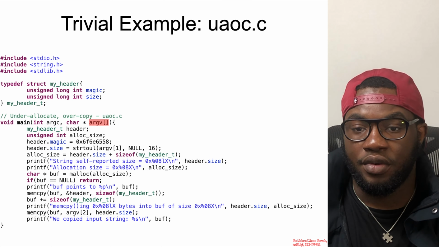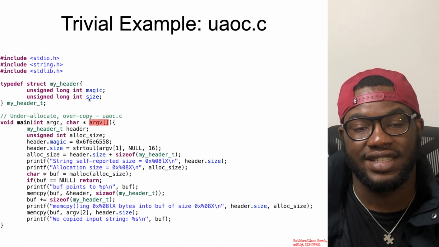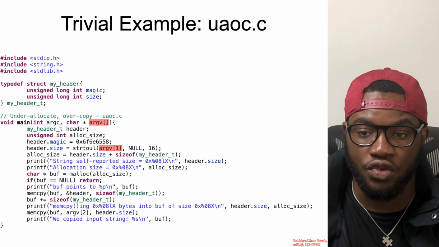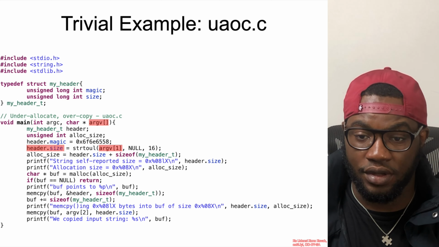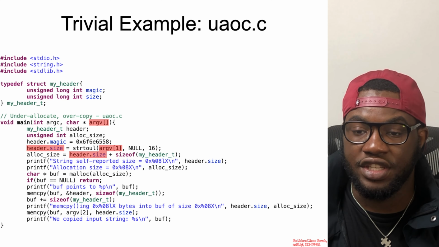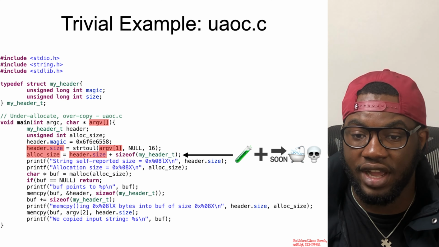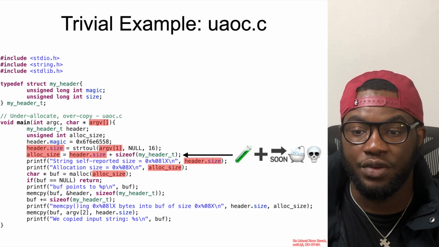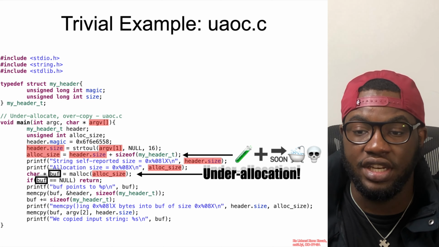Now let's look at this trivial example. Pay attention to header. It is a struct that just contains two unsigned long values: magic, which is hard-coded, and size, that is specified by the user. If the user specifies an arbitrarily large integer close to the unsigned long boundary, then header size contains that very large number, and subsequent calculations used to determine allocation size would yield an integer overflow. The consequence of the allocation size being smaller than intended would be that an allocation is made that is smaller than intended, which would be an underallocation. Any subsequent copy operations on this buffer would potentially lead to a heap buffer overflow.